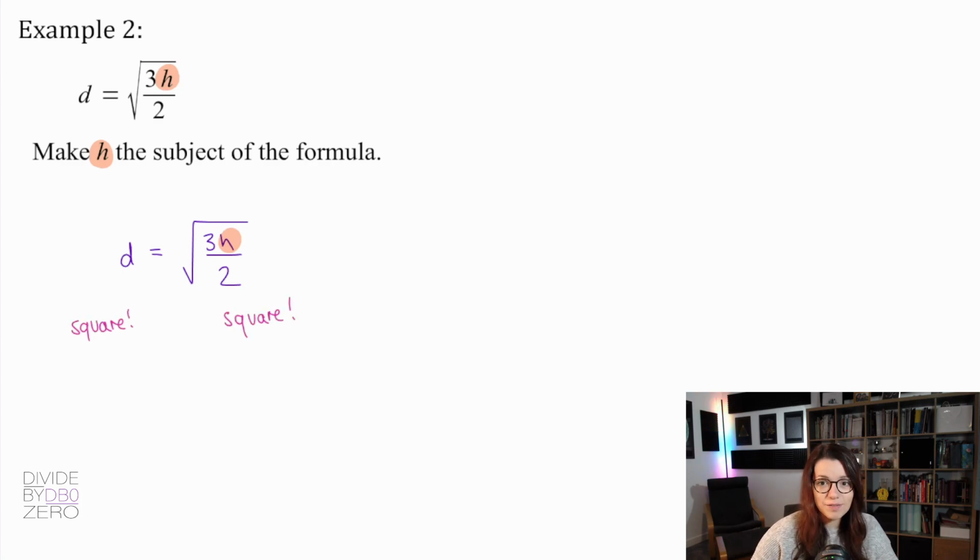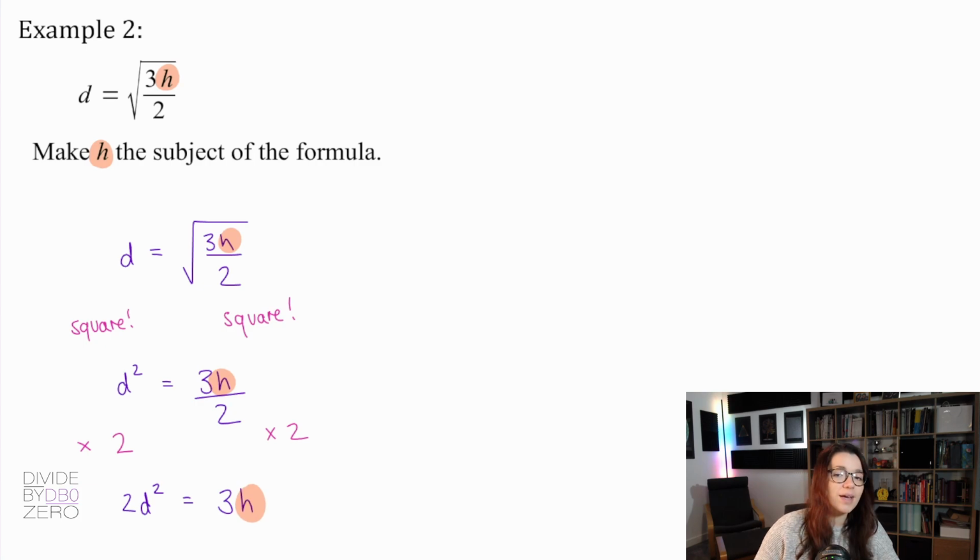I do that to get rid of the square root symbol. You always do the opposite thing, and the opposite of square rooting something is squaring it. So when I do that, I get d squared on this side, and then the square root symbol disappears on the right hand side. So we just have that. h is here. Next thing we can do to get rid of that divide by 2, we can times by 2, always doing the opposite. That would give us 2d squared on that side, and then just 3h on that side.